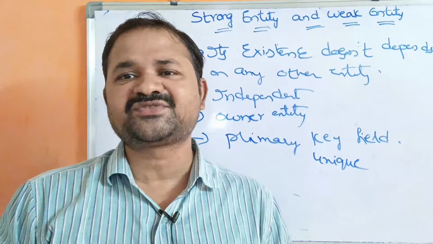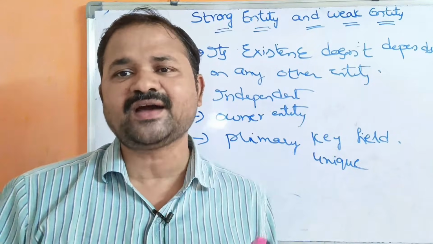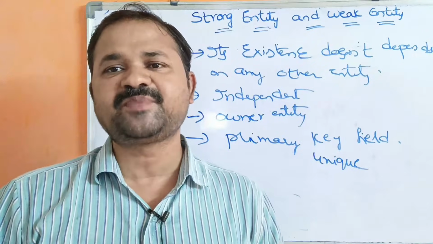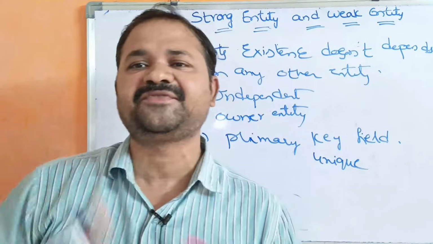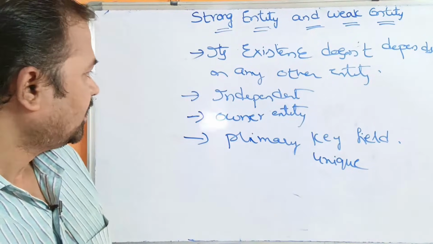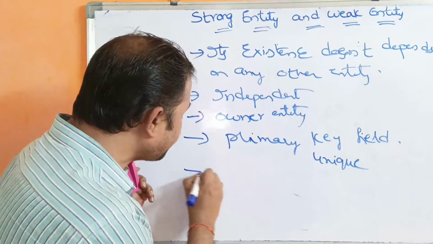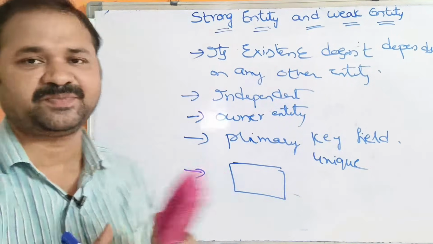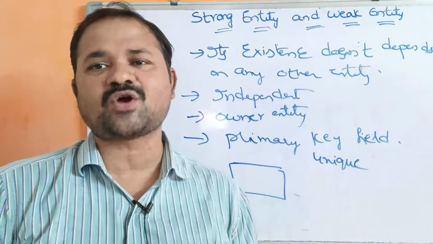Let a table contain 5 rows. We can identify all those 5 rows with the help of the primary key. By using the primary key, we can uniquely identify a row, because the primary key is unique. And a strong entity is always represented by a rectangle symbol. So this is about what a strong entity is.